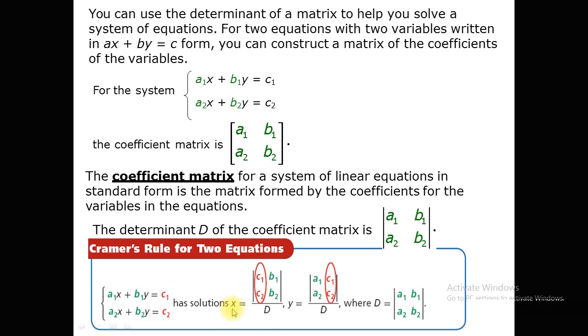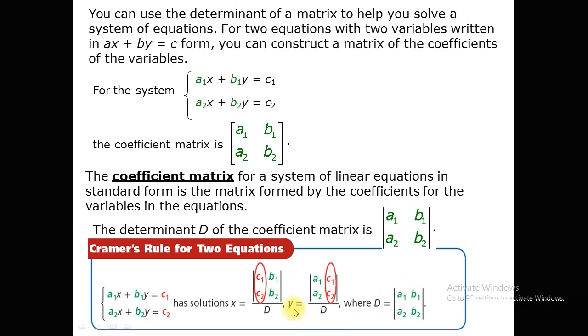So to find the value of x, replacing this first column by the constants which lie on the right-hand side of the system, we obtain the value of x, which is equal to the new determinant Dx, which contains the entries c1 b1 in the first row and c2 b2 in the second row, divided by the determinant of the coefficient matrix.